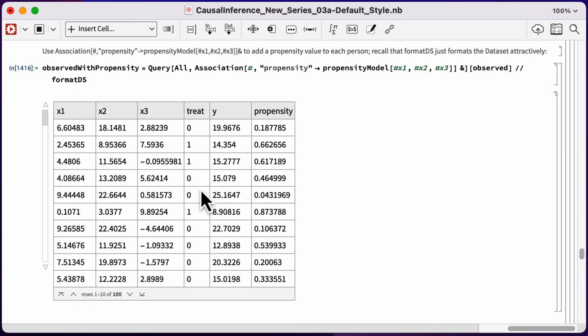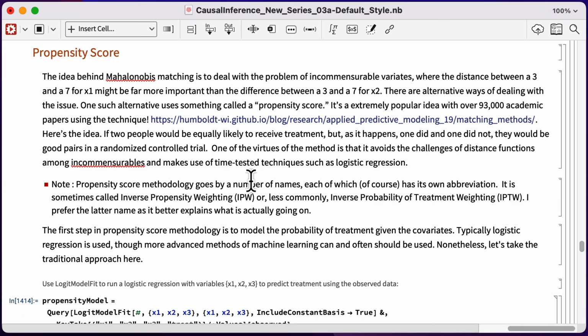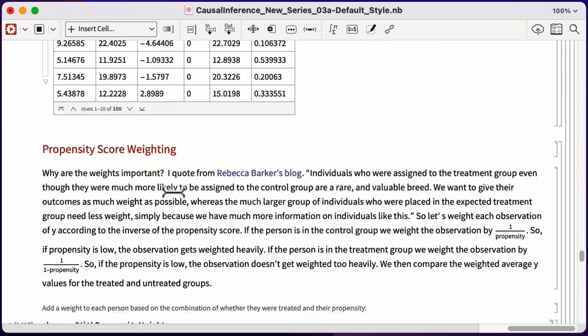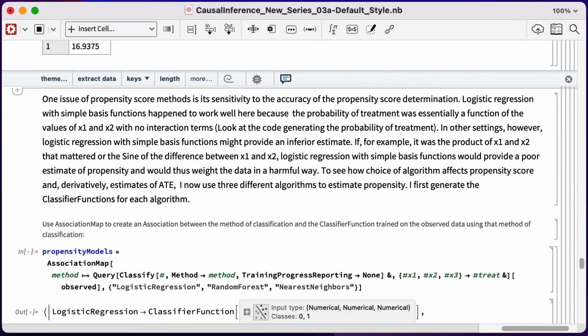We've known how to do logistic regression for a long time, and so this may explain why we've got 93,000 papers that use propensity score. Here's something you might have been thinking about: you use logistic regression to determine propensity.